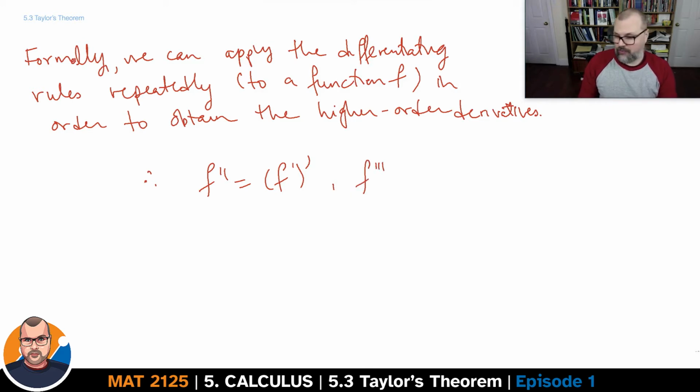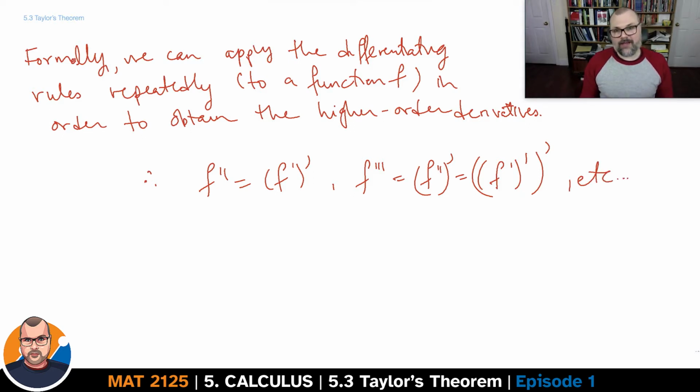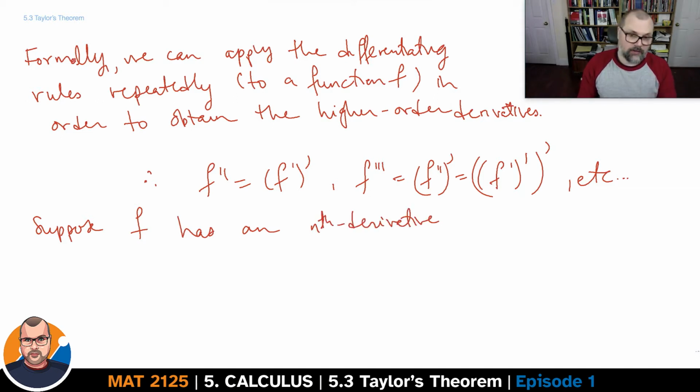f prime prime prime would be f prime prime differentiated. You get the idea. You remember this from calculus. The concept has not changed. Now let's see, you have a function f which has an nth derivative at the point x0.